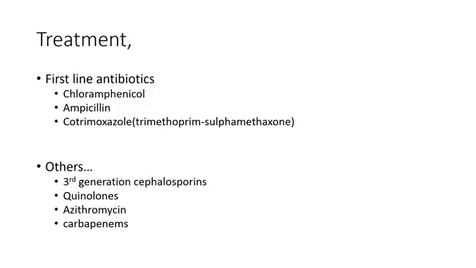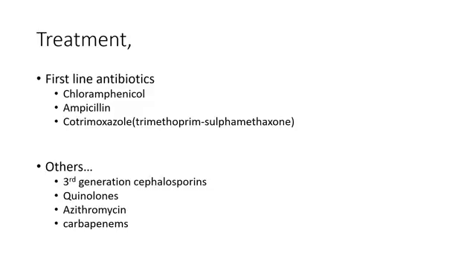For the treatment of typhoid fever, we have first line antibiotics and other antibiotics. The first line antibiotics include chloramphenicol, ampicillin, and co-trimoxazole, that is trimethoprim and sulfamethoxazole. And these are the first line antibiotics.